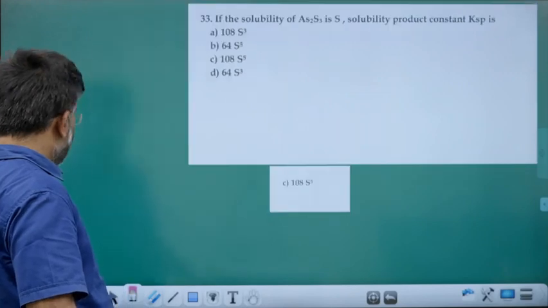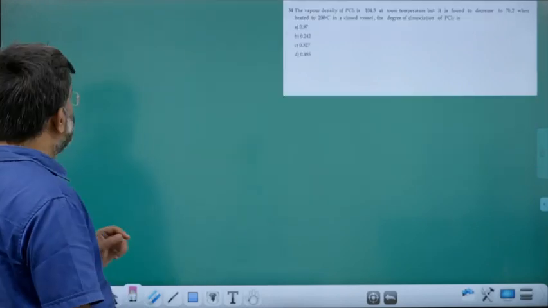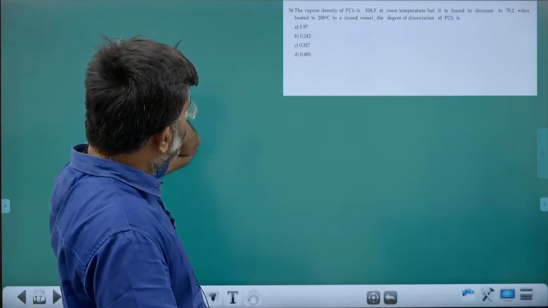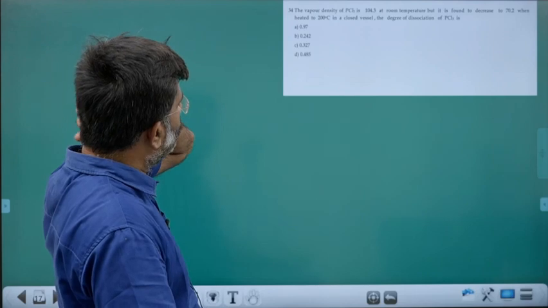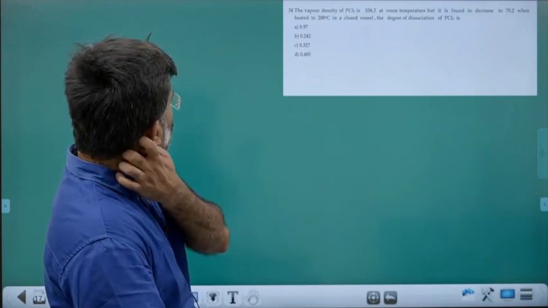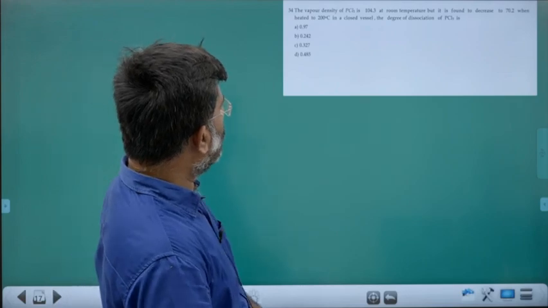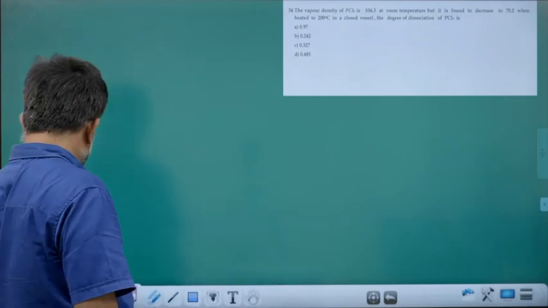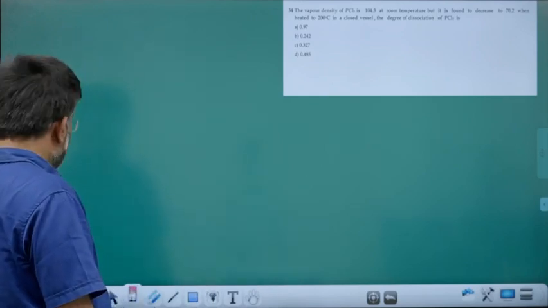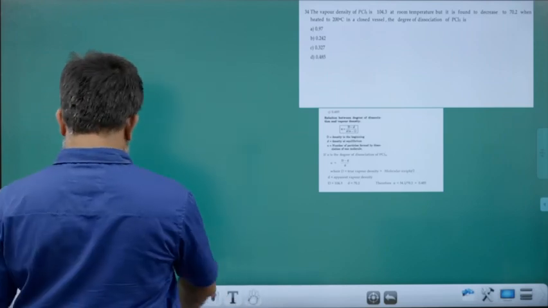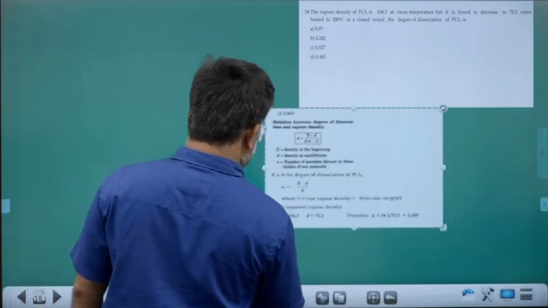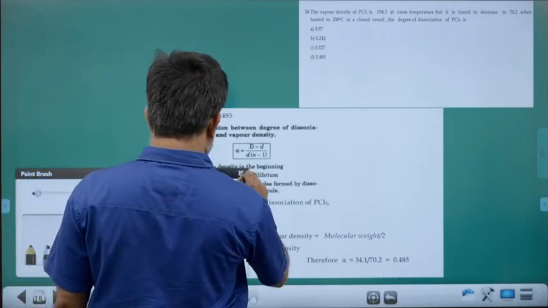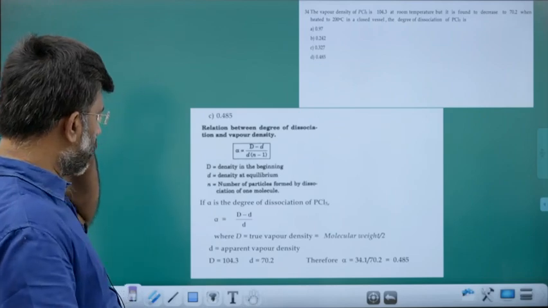Next. Vapor density of PCl5 is 104.3 at room temperature, but it is found to decrease to 70.2 when heated to 200 degrees Celsius. Find the degree of dissociation. Similar question we did, and here you have another easy method to solve it. You can adopt both ways and find out which one is easier.